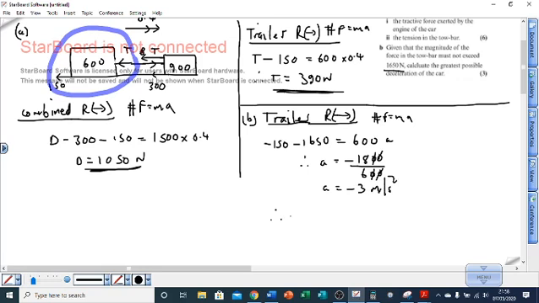So therefore the greatest deceleration will be 3 meters per second squared. Okay, so don't leave it as a minus there. That's what we're expecting there. Okay, does that make sense?